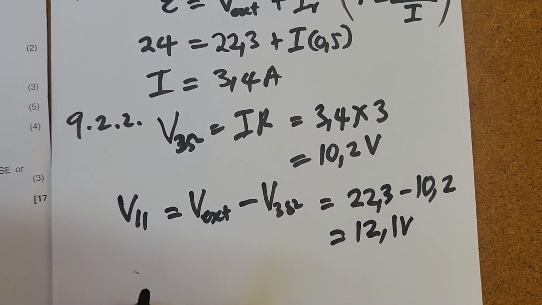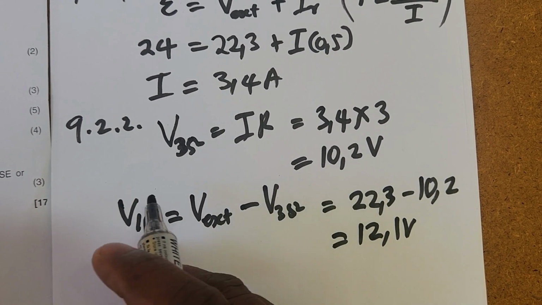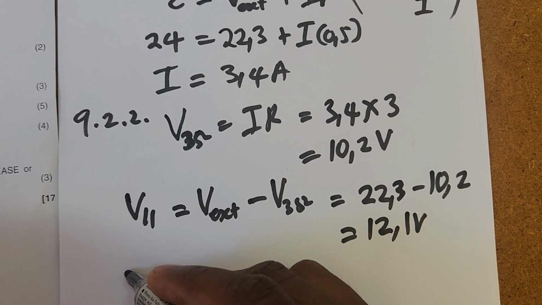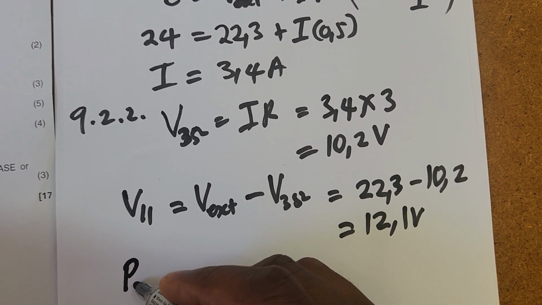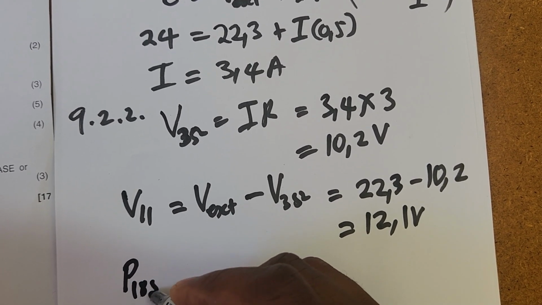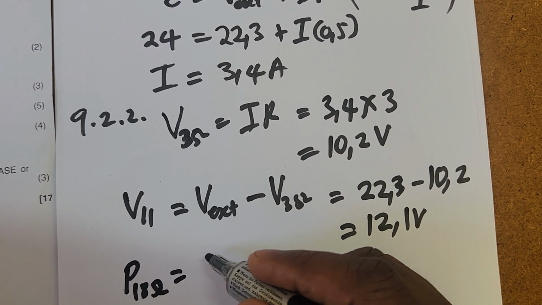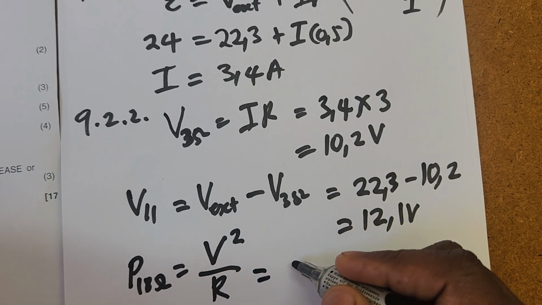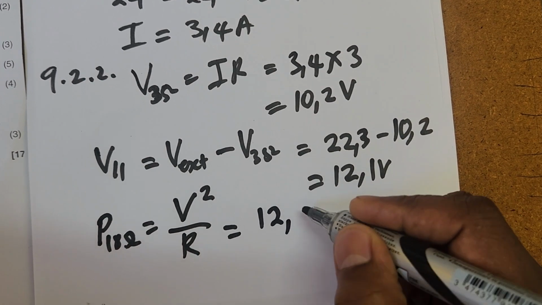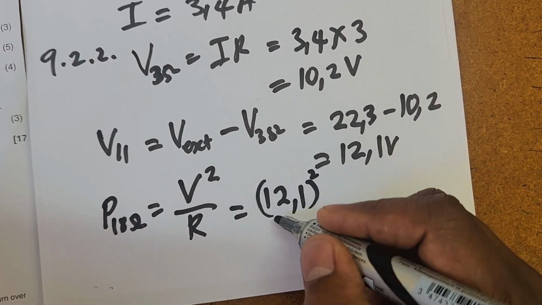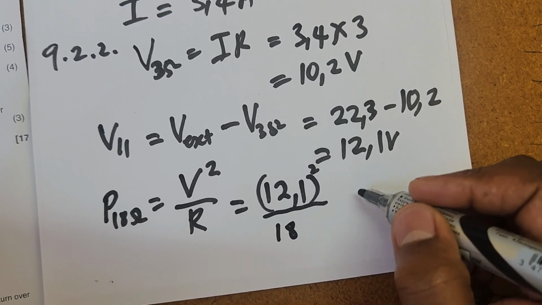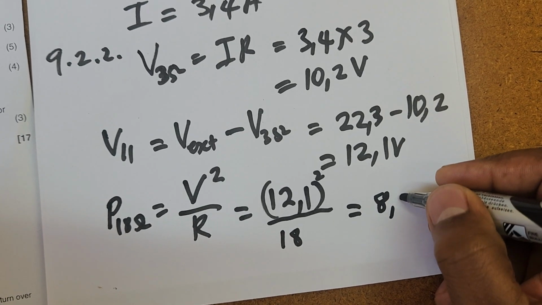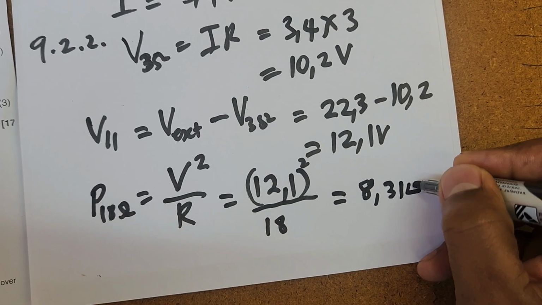Easy. We know the voltage of the parallel, then we know that the voltage across all the resistors in the parallel combination is the same. Therefore we can now find the power. The power dissipated in the 18 ohm resistor will be the voltage of the parallel squared divided by the 18 ohm, which will be 12.1 squared divided by 18. Therefore the answer here will give us 8.314 watts.